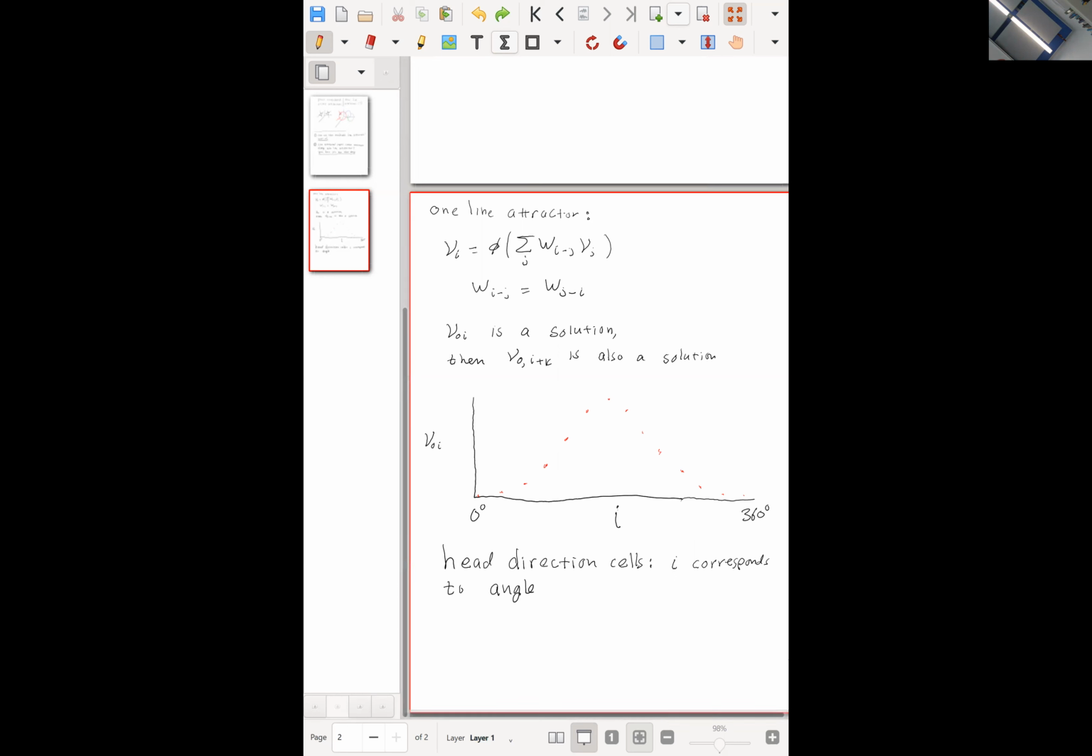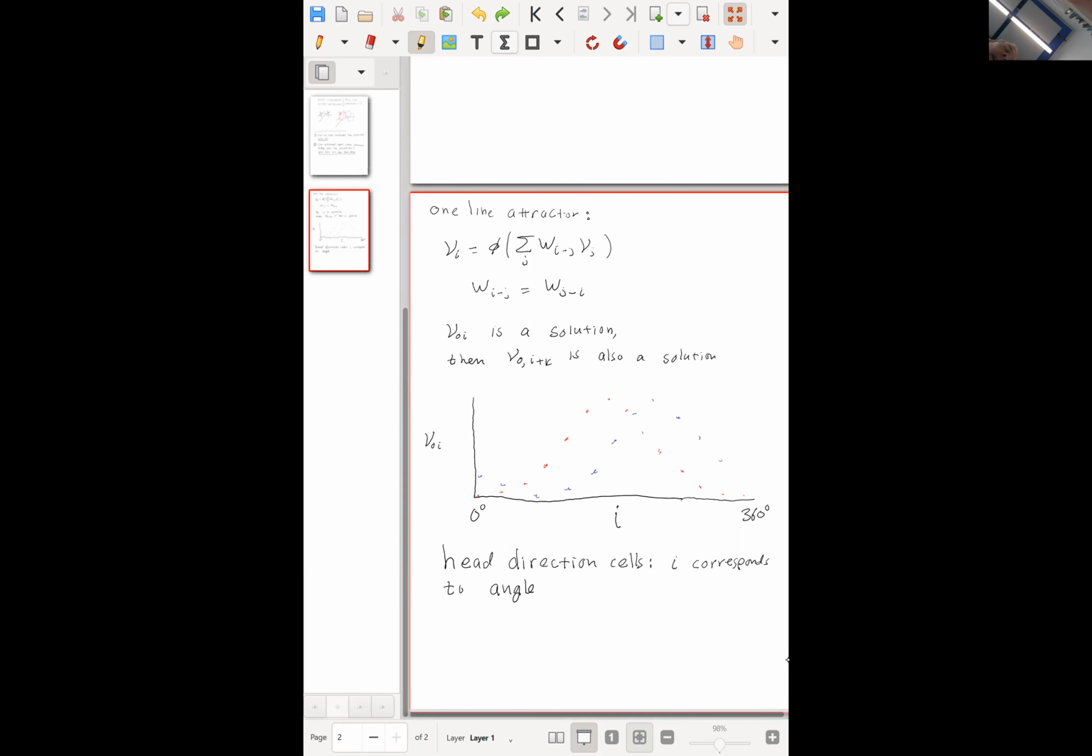So instead of having it here, they're basically something like this. Whereas this point would correspond to 180 degrees, this point would correspond to maybe, I don't know, 220 degrees, okay? So by looking at the activity of these neurons, your brain can figure out which direction your head is pointing, okay? So that's sort of a single line attractor.